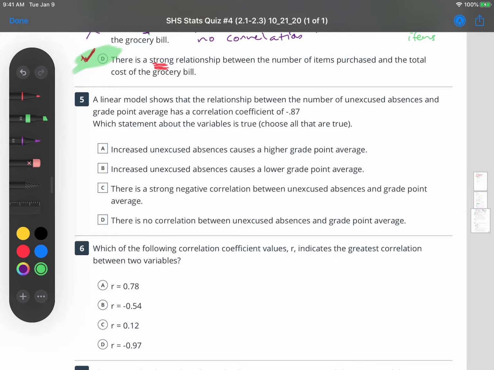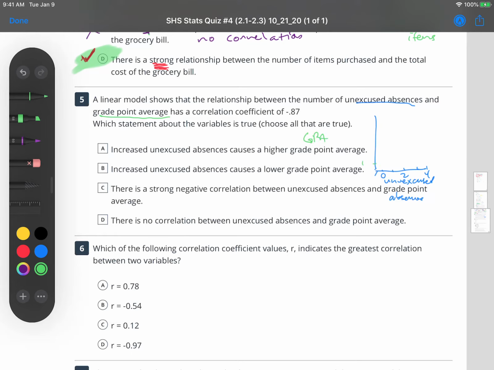A linear model shows a relationship between the number of unexcused absences and GPA. Unexcused absences are when you don't show up to class and you don't have a valid excuse. So on the graph we have the number of absence days: 0, 2, 4, right? And then the other part is GPA.